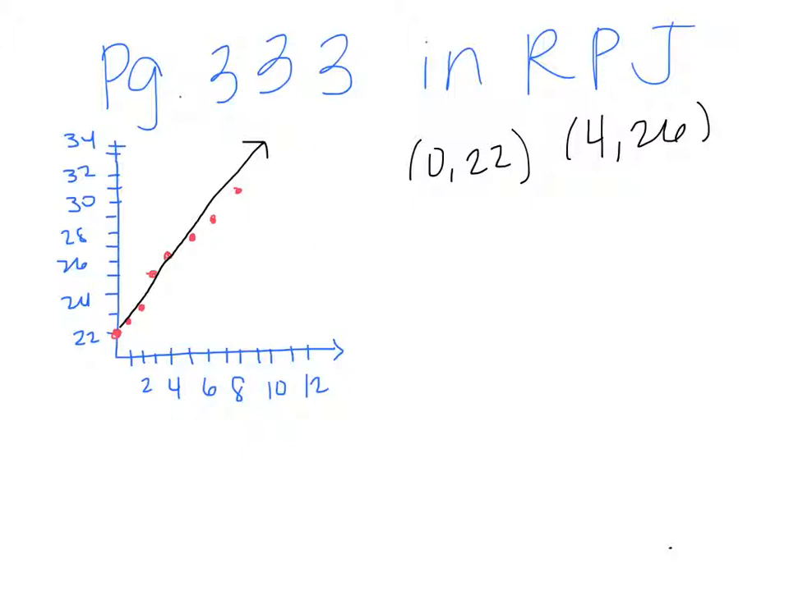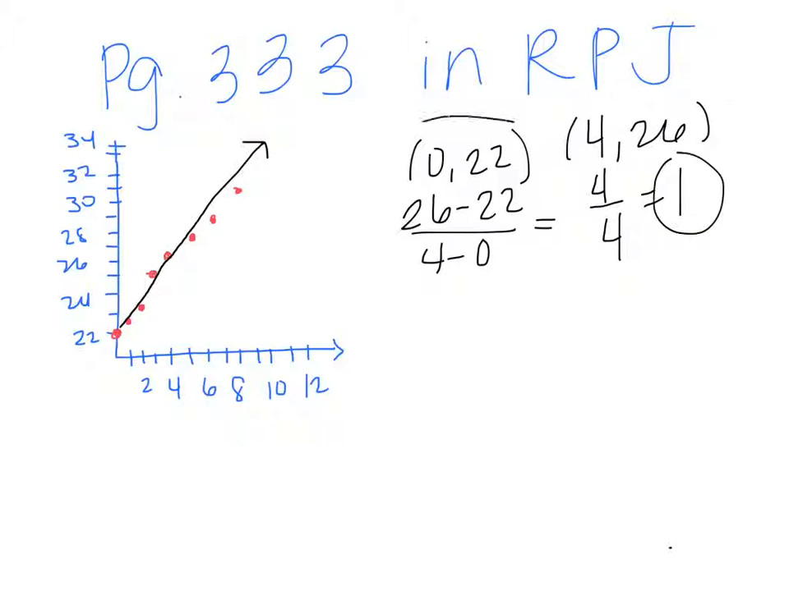So then in C it says write an equation of the line that you drew. So since I used these 2 ordered pairs, I'm going to find slope. So go ahead and pause the video and find slope with your group. So you should have found a slope of 1. So now if we want to write an equation, we have our M and we already have our B. So our equation is just y equals 1x plus 22.